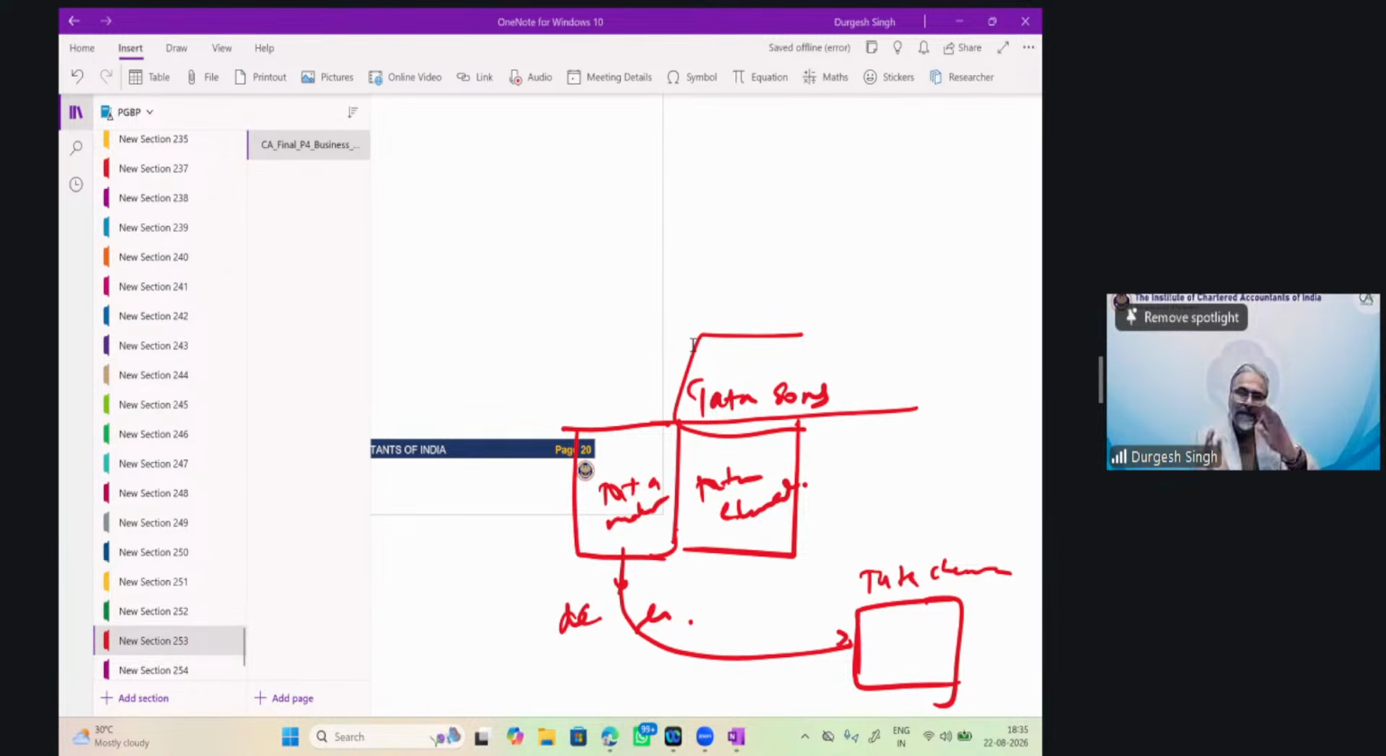Which therefore means at the time of amalgamation, demerger, succession, conversion, neither the entity nor the shareholders of that entity will be liable for any tax provided the conditions are satisfied. That is it. So it's tax neutral at both the levels, entity as well as shareholder.